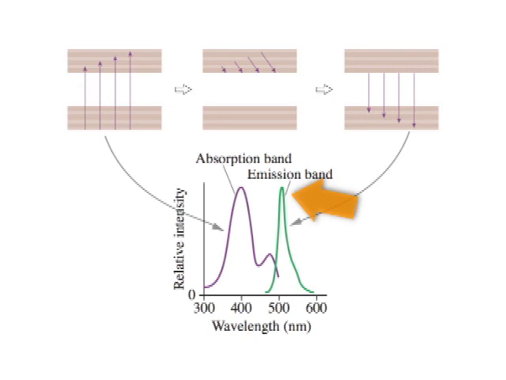Then when it's emitted, I get an emission band over here, peaked at 500. That's in the green, in the visible light spectrum. So you can have things that absorb light that you can't see and emit light that you can see. And that's the principle of fluorescence.